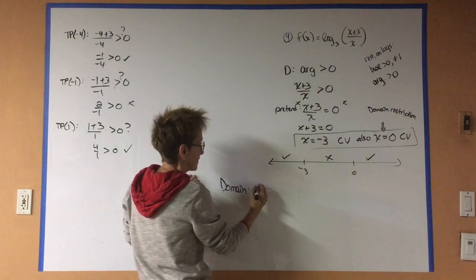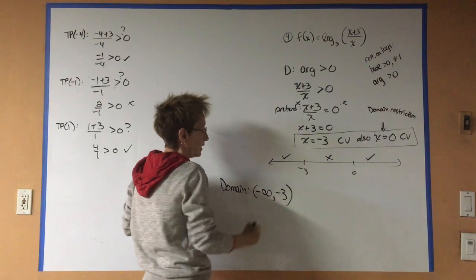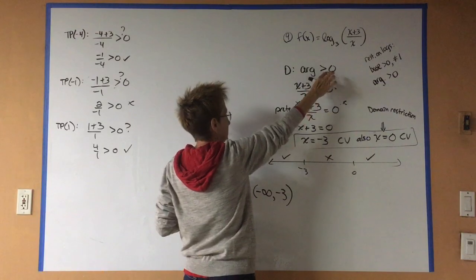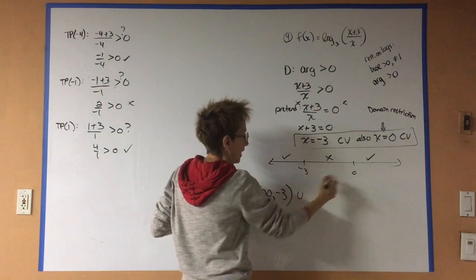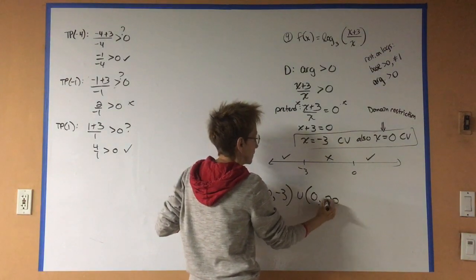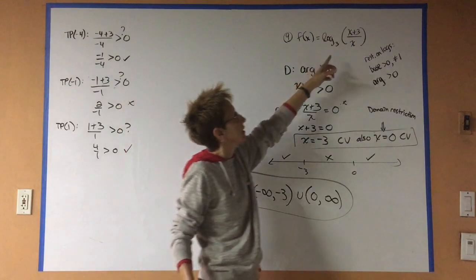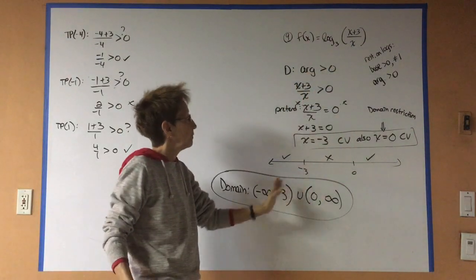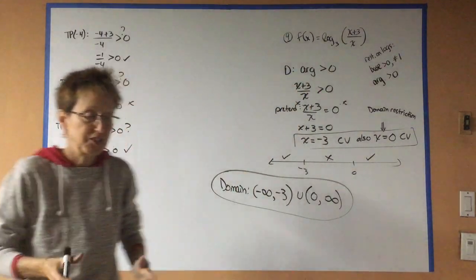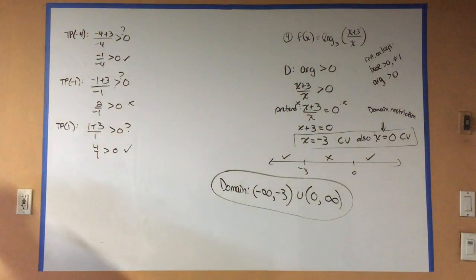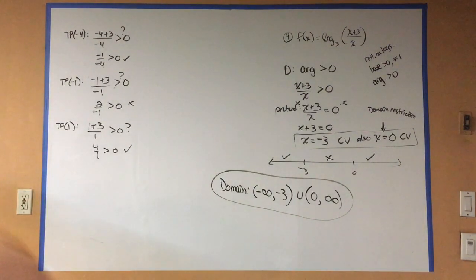So my domain needs to be anything from negative infinity to negative 3, not including the negative 3, because the argument strictly needs to be greater than 0, so don't include it. And then union, I go from 0, not including the 0, to infinity. So any of these values will work in this argument. Anything else will give me a negative answer in that argument, and then I'll have a log of a negative, and that'll be an issue. So finding the domain of a log can be a little tricky, depending upon what its argument looks like.